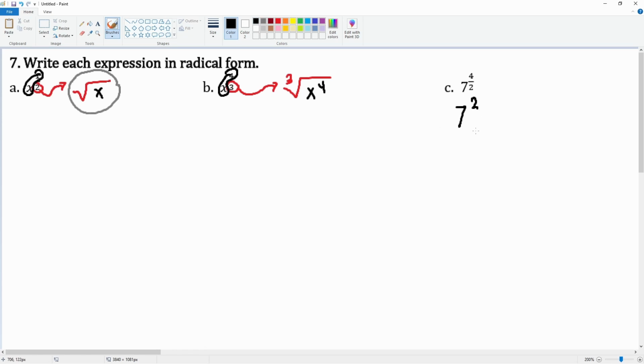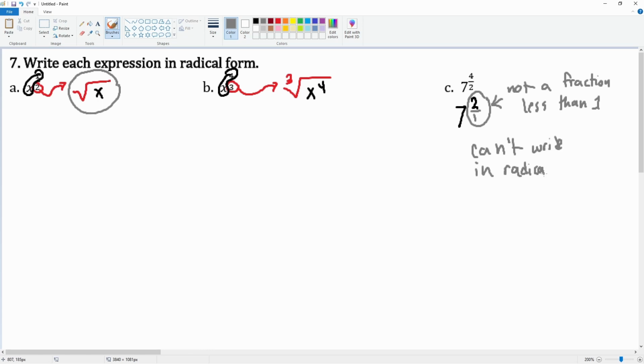Okay. Here, this you cannot write as a radical, because do you see how there's a divide by 1 here? The exponent here is not a fraction, not a fraction that is less than 1. Okay. So you can't write this in radical form.